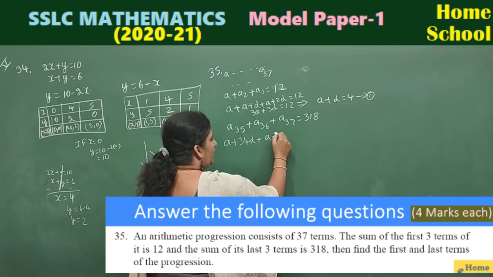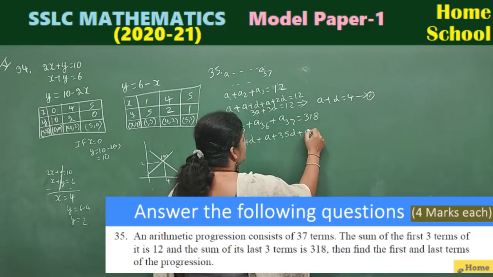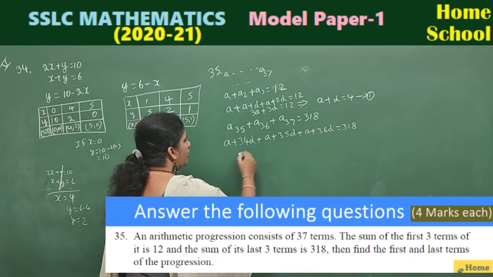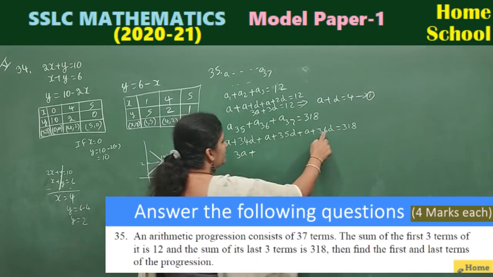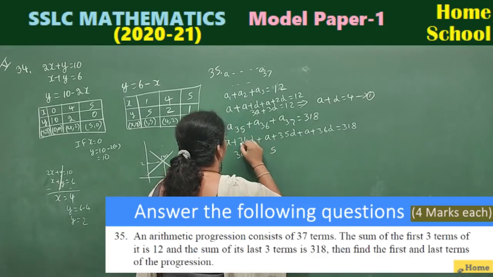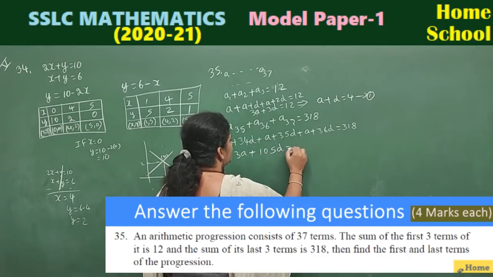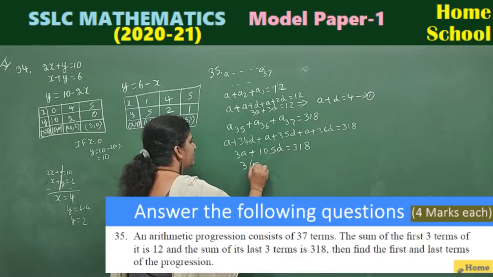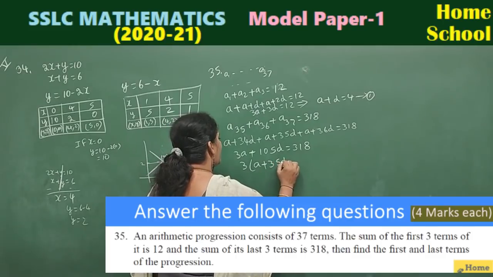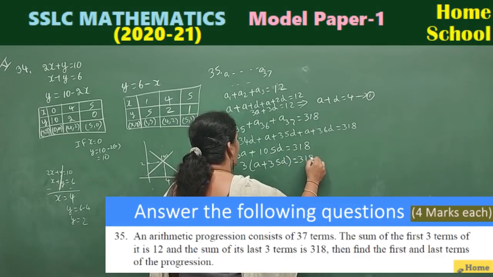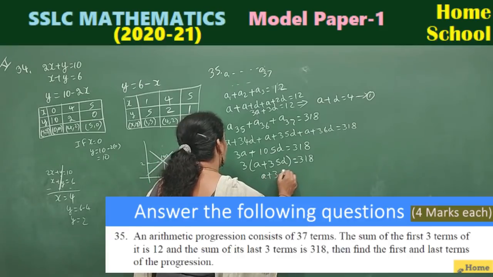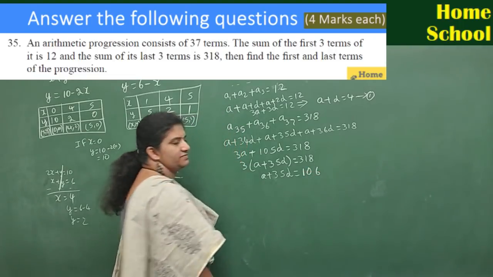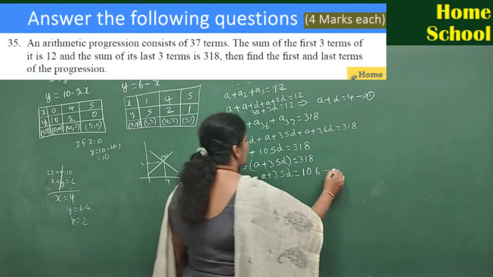A plus 34D, A plus 35D, A plus 36D is equal to 318. Now add all the A's: 3A. Now add these: 15, 10, 105D is equal to 318. Can you take 3 common? Yes. A plus 35D is equal to 106, not 16. And mark this as 2.